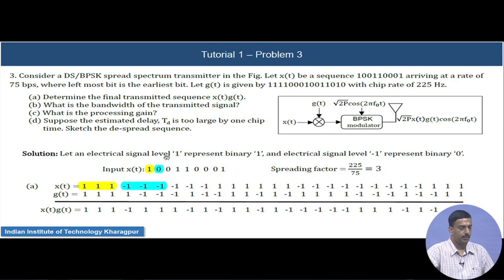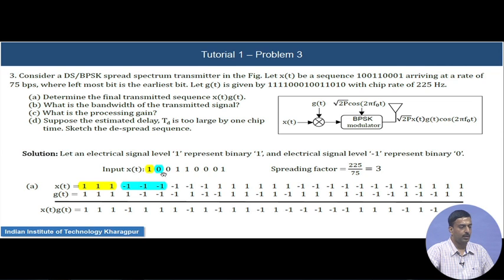So basically now we try to solve this problem in a slightly different manner as compared to the previous problem, but essentially it means the same. Instead of using binary bits, we represent each binary bit by electrical signal level. As we can see here, the binary 1 is represented by a signal level 1, and a binary 0 is represented by a signal level -1, that is electrical signal level -1.